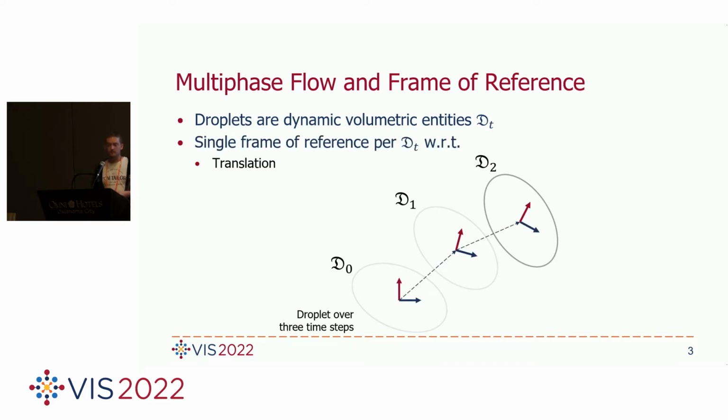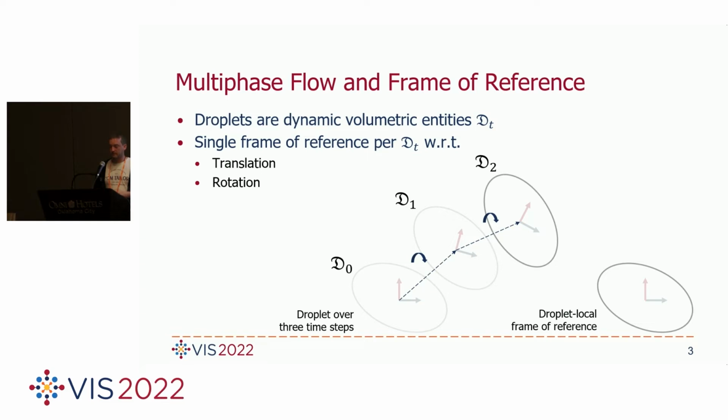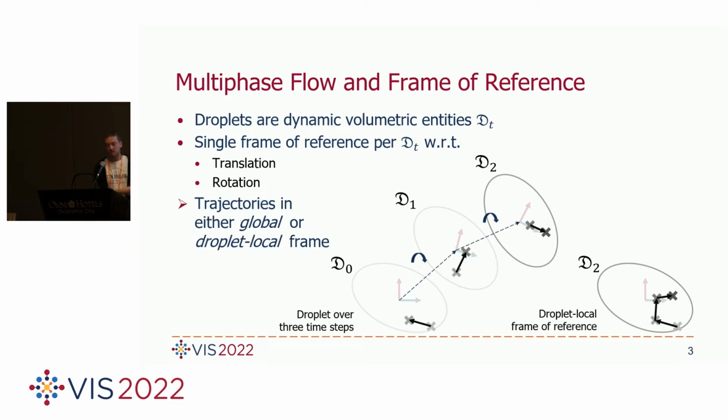And for this, we can define a single frame of reference per droplet and per time step, which consists of the translation and the rotation of the droplet itself. And if we use this information, we can fix this droplet in space so that it does not move anymore. And we have maybe a droplet that is fixed like that. And if we then compare this on how a particle in this droplet would move, we can see that we have some kind of droplet local flow visualization. So the trajectories can either be in a global or a droplet local frame of reference.